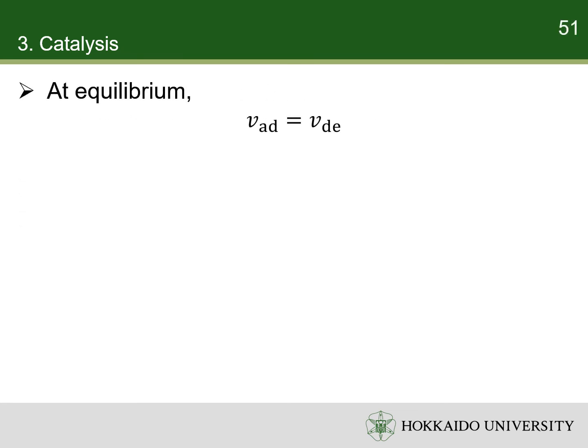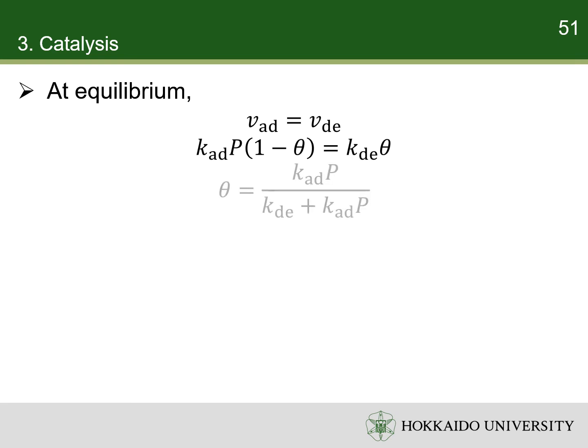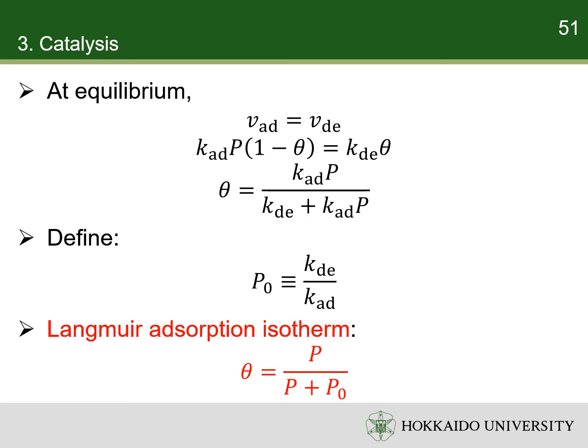At equilibrium, the adsorption rate is equal to the desorption rate. It is an equation about coverage. The coverage at equilibrium can be solved. Define P0 to be the ratio of the desorption rate constant to the adsorption rate constant. Then, the coverage has a simple expression. It is known as the Langmuir adsorption isotherm because P0 is a constant at a certain temperature.